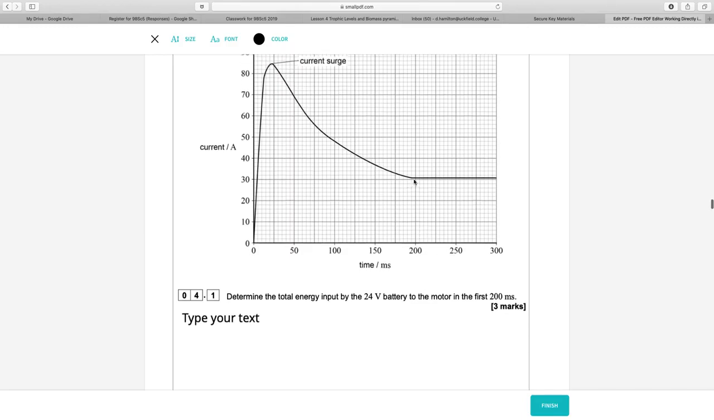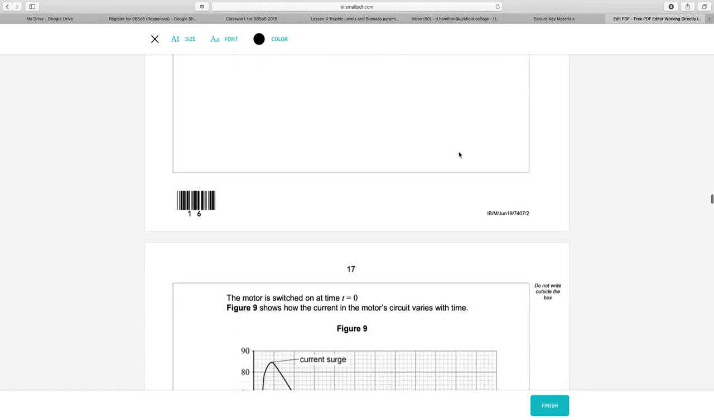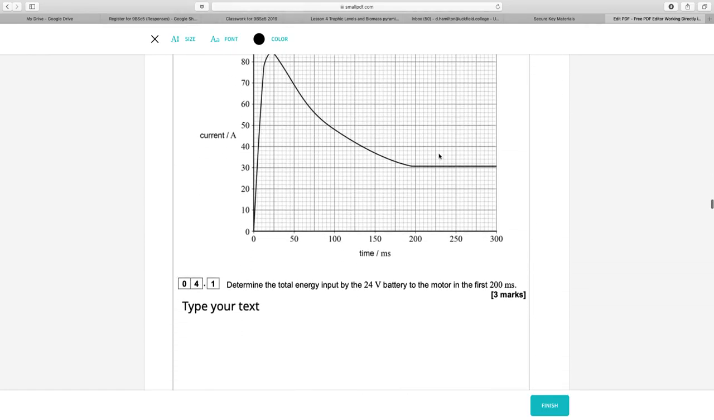So up to here. So we have current times time, or the rate of change of current. What can we do with the graph? We can read values off, which isn't going to give us energy. We can work out the gradient of the graph, rate of change of current. Doesn't really help us. But the area under the graph, current times time, would give us charge. So how does that help us? Well, we also know the PD. And we know the energy would be the charge times the PD. Each of those charges is being moved through 24 joules per coulomb.